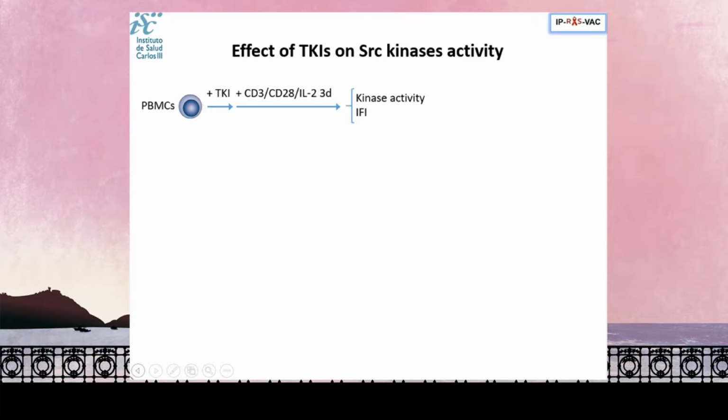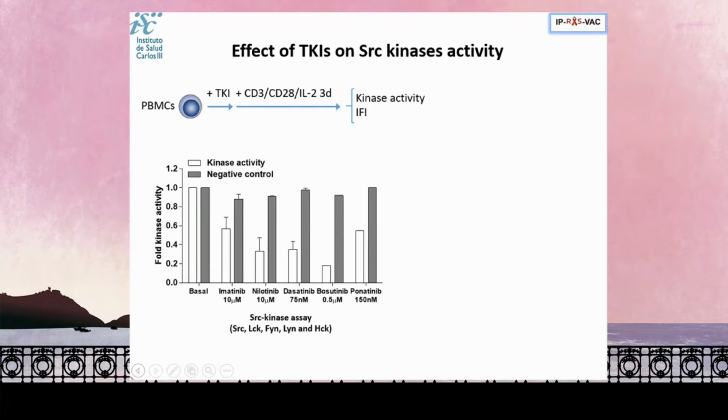And we also analyzed the effect of these tyrosine kinase inhibitors on the SRC kinase activity, because LCK belongs to this family. The PBMCs from these patients were treated with CD3, CD28, and IL2 for 3 days, and then we observed the kinase activity. We observed that these were the most potent that were able to interfere with the SRC kinase assay that was directed against LCK and other kinases of the same family, and the less potent was imatinib, and in this case ponatinib.